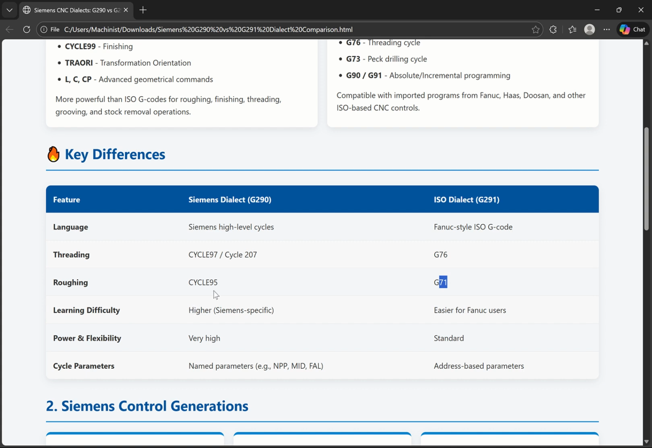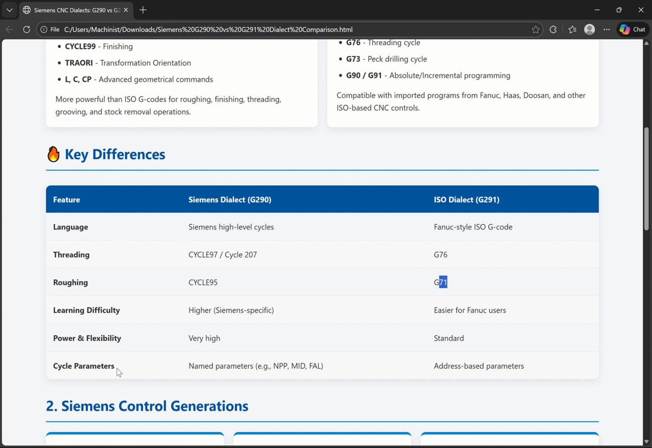In terms of learning difficulty, Siemens language, yes, they are high end. So you need to understand how to reuse the program for this, because already it has its own contour editors. But for ISO, it is easier for users to use. Then the power and flexibility is very high for Siemens language as compared to the ISO Dialect.